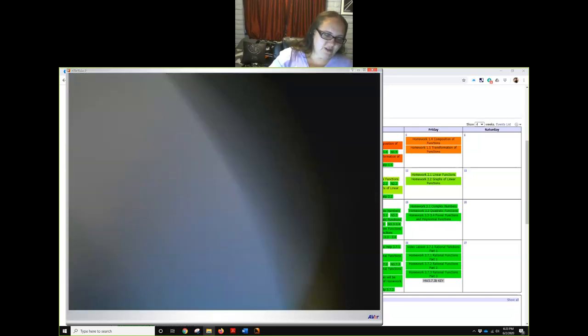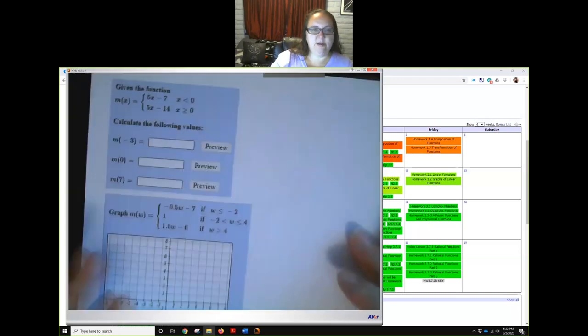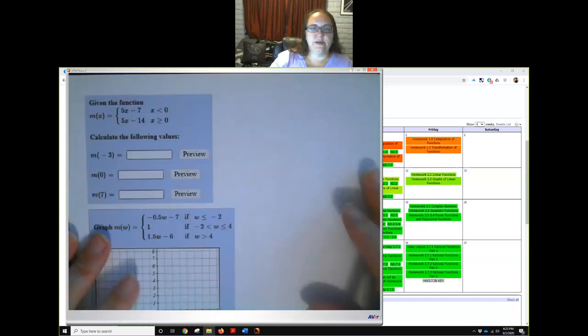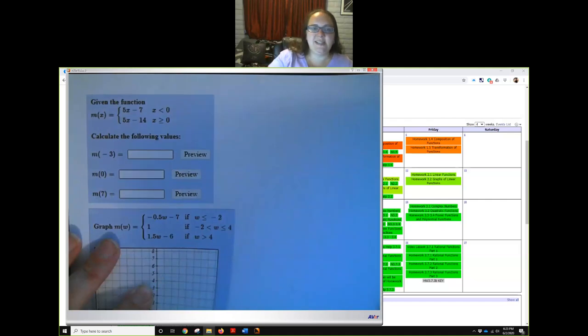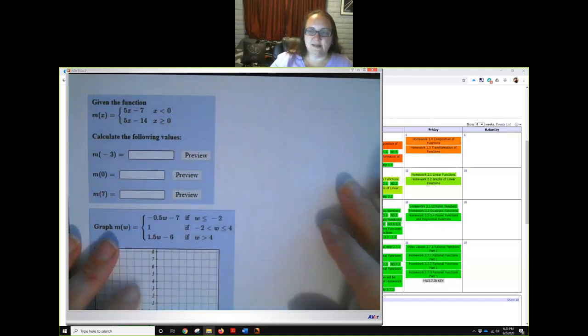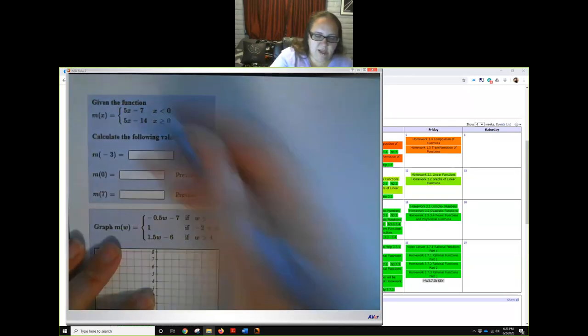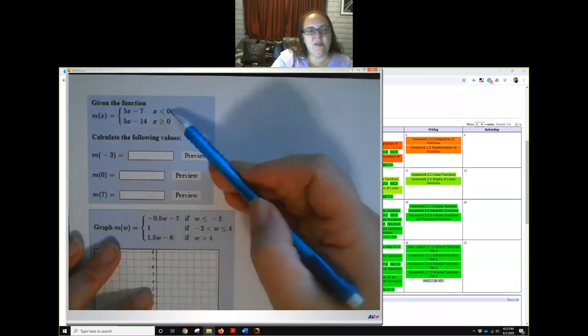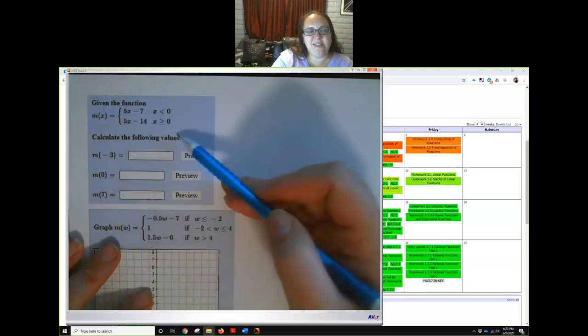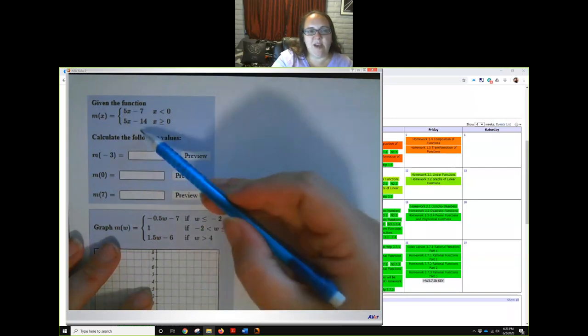All right. These are the fun ones. So a piecewise function is a function defined in pieces. So if x is less than 0, then we use 5x minus 7. If x is 0 or greater, then we use 5x minus 14.